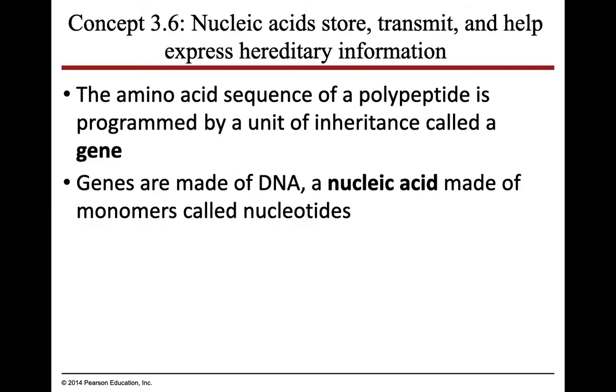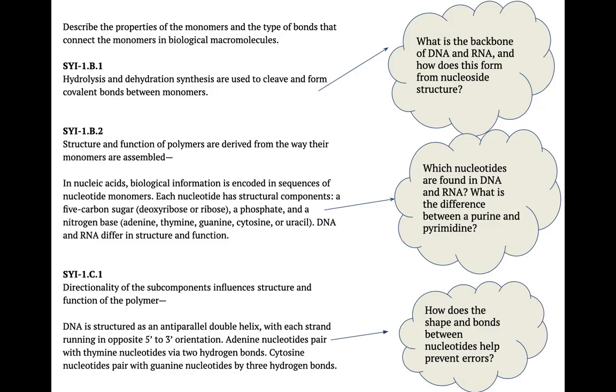Now, the last molecule, I know we've been here for a while, are nucleic acids. And this is the programming for our amino acid sequence. So when we think about proteins and we think about polypeptides, their sequence order and inherent structure and function is based off nucleotides in their order in what we call a gene. And genes are made up of DNA, which is a type of nucleic acid, the monomer being called nucleotides.